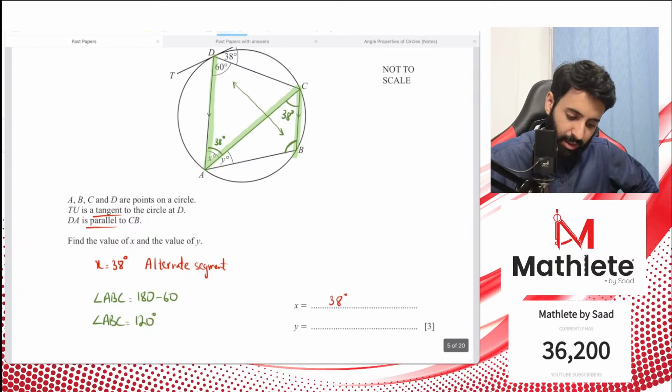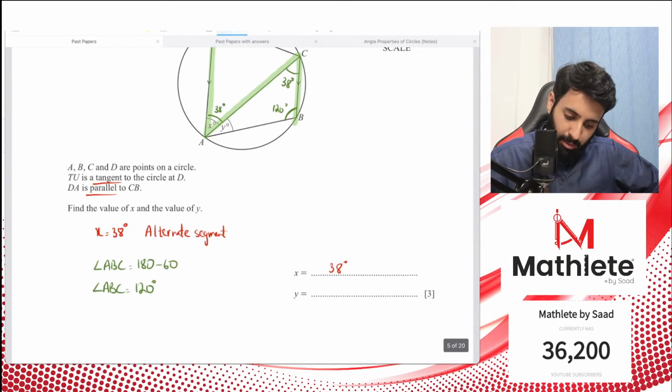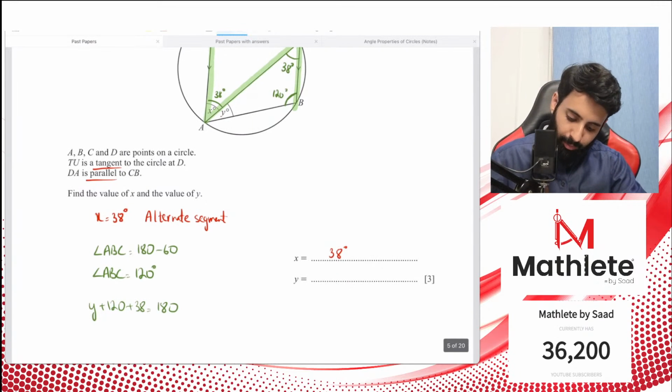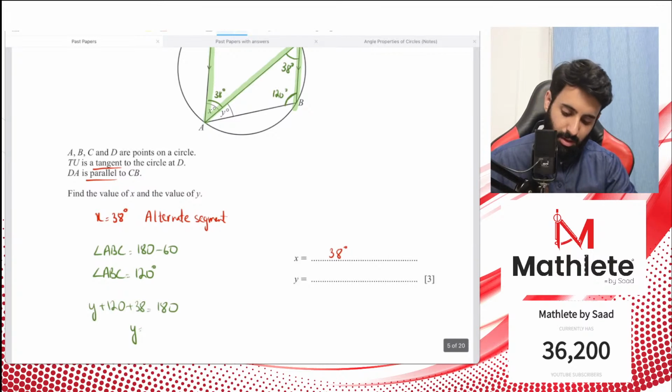Now, if this angle is 120 degrees, that means we have exactly what we need in order to find out angle y. So this is 120. Now we can do y plus 120 plus 38, which is equal to 180. And we can work out the value of y. So 180 minus 120 minus 38. So y is equal to 22 degrees.